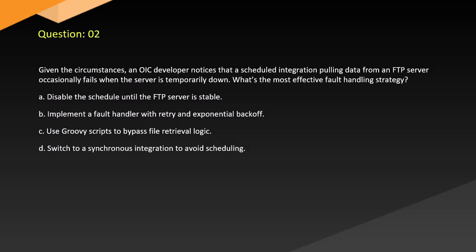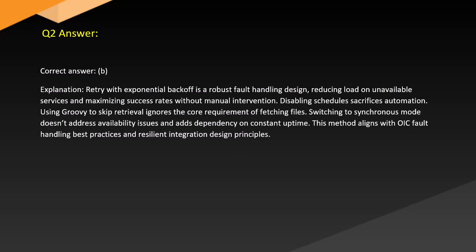A. Disable the scheduler until the FTP server is stable. B. Implement fault handler with retry and exponential backoff. C. Use Groovy scripts to bypass file retrieval logic. D. Switch to synchronous integration to avoid scheduling. Answer. Correct answer: B. Explanation.